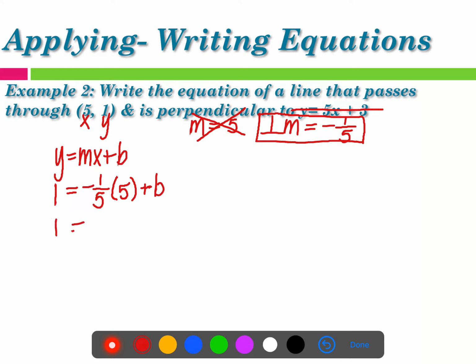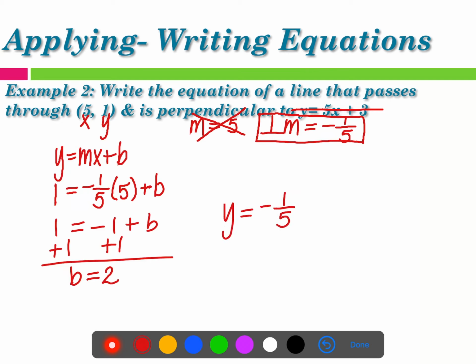So plug in all of my information, and I'm going to solve for b. Make sure that for your final answer, you actually write the equation and you don't just leave it at b equals 2. You want to make sure that you're plugging the correct slope into your equation. The slope in your final answer should match the slope that you used to solve. If they do not, you need to go back through your work.